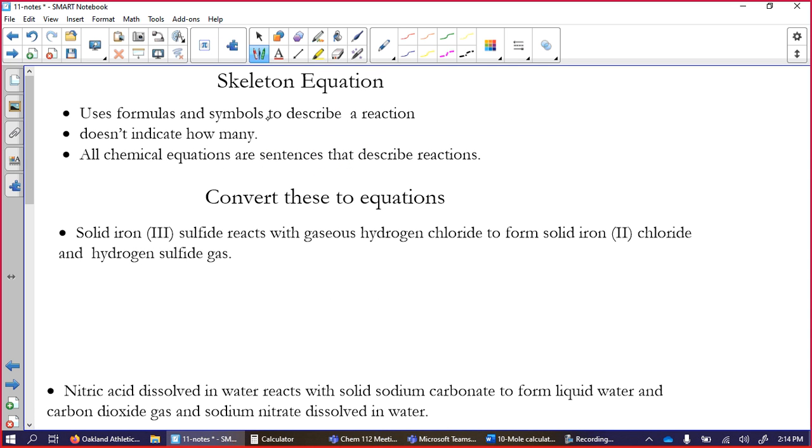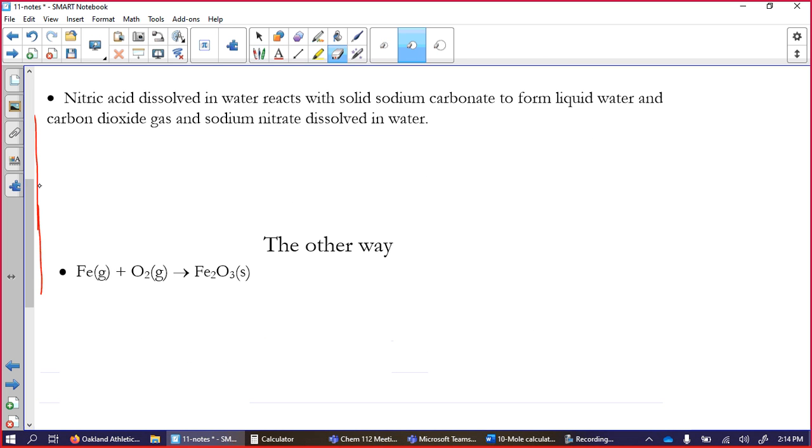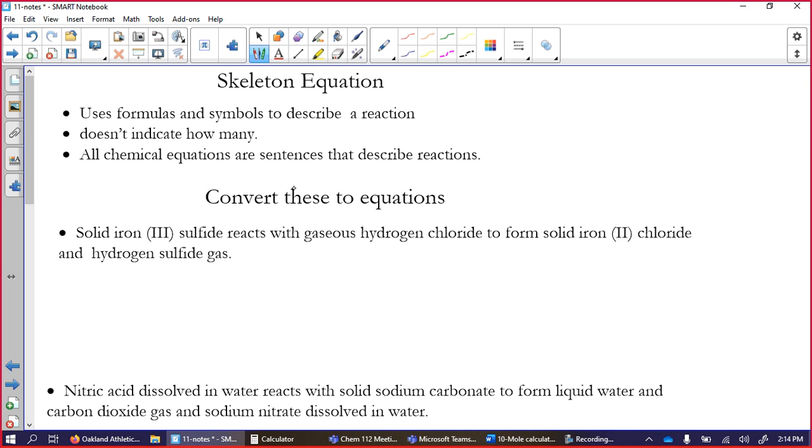We start with a skeleton. If I were to give you, here's something, convert this into an equation, which we'll do a couple of. We're not really going to go the other way. A skeleton is just what compounds are there. Solid iron 2 sulfide reacts with gaseous hydrogen chloride to form iron 2 chloride and hydrogen sulfide gas. So we have four things, and then we've got this 2 form.